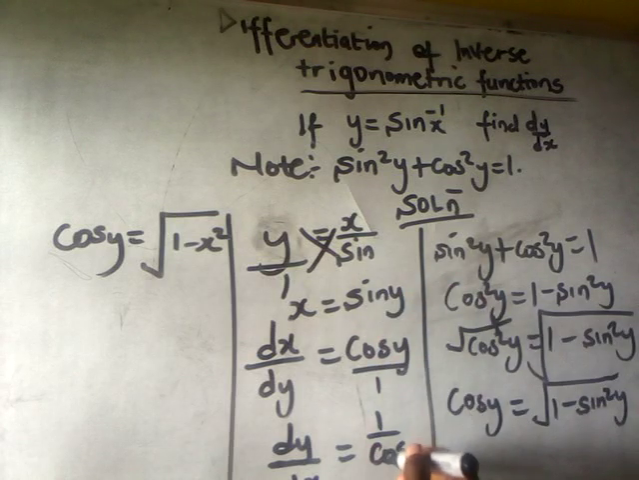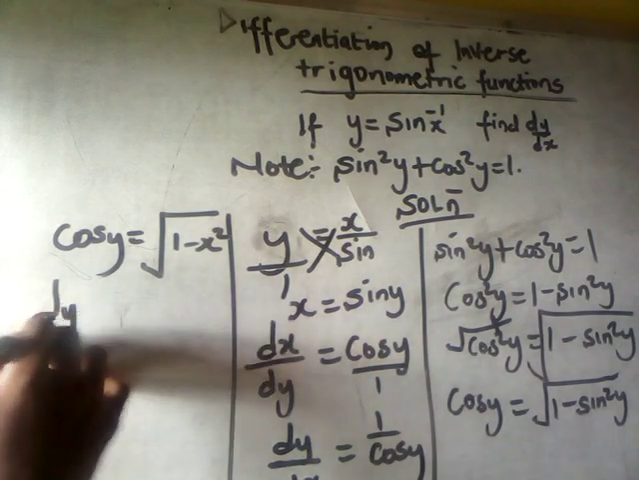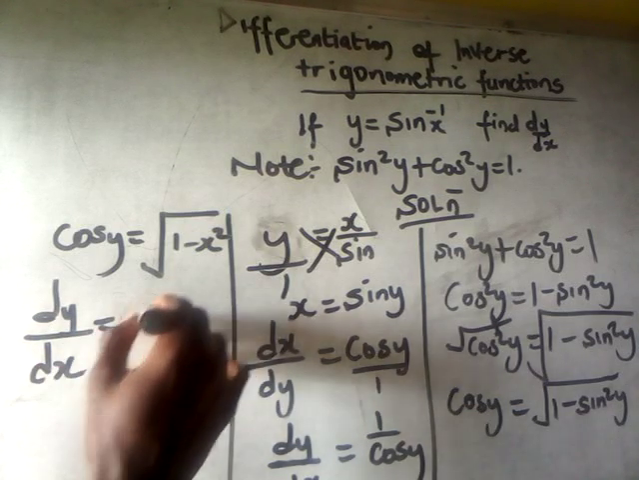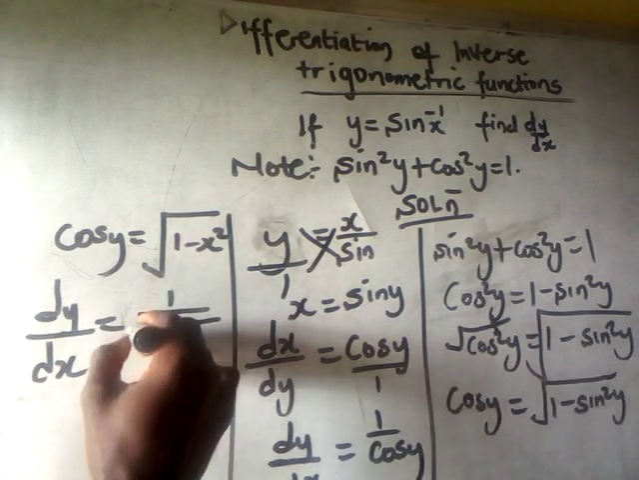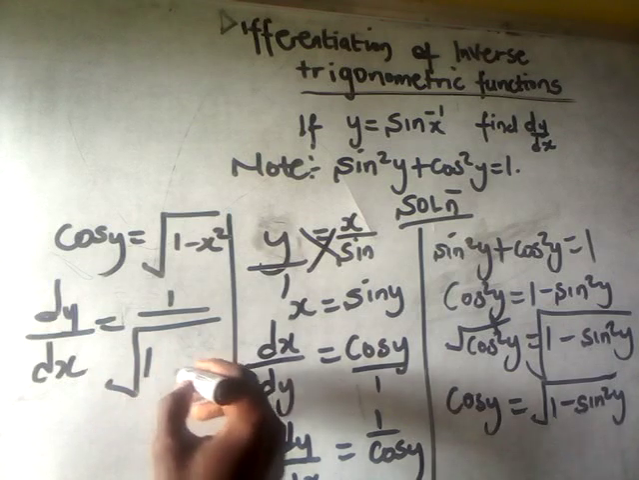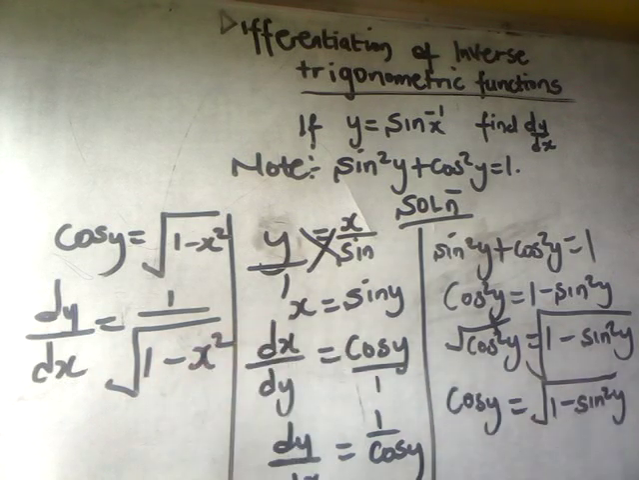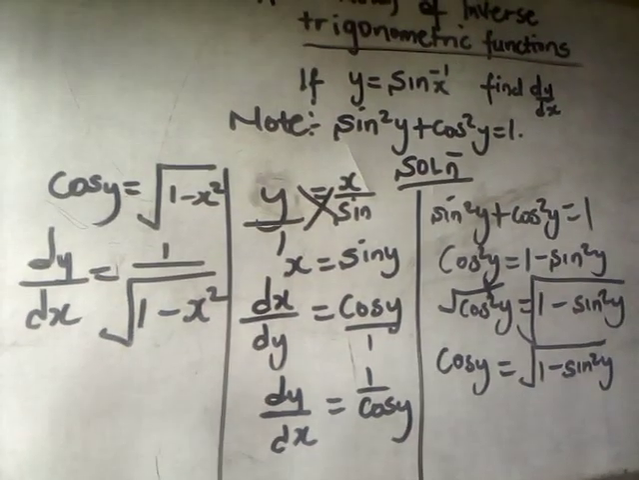So now substitute here, dy with respect to x is equal to 1 all over cos y, which is what? Cos y becomes the square root of 1 minus x². So that is the final answer. The derivative of the inverse function of sine x is equal to this. So we are going to be using that in the solving.